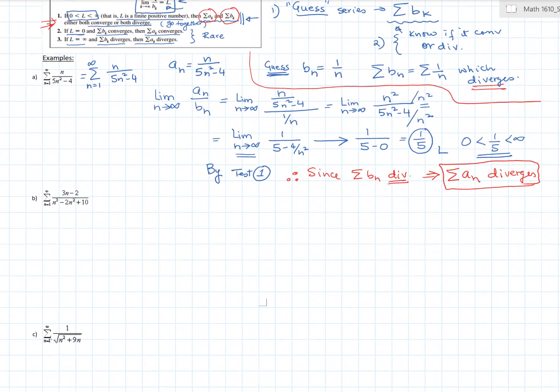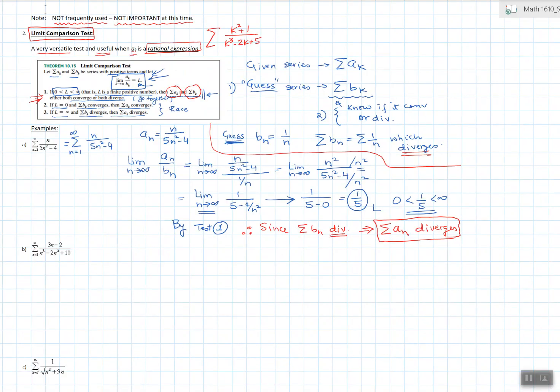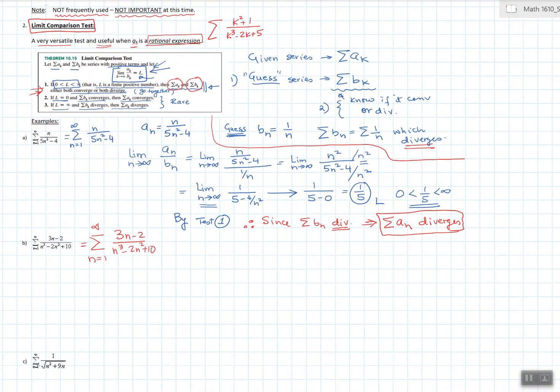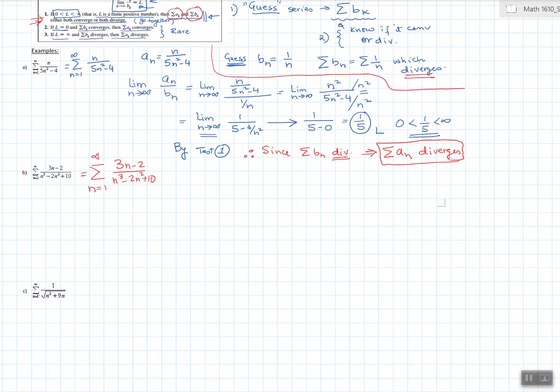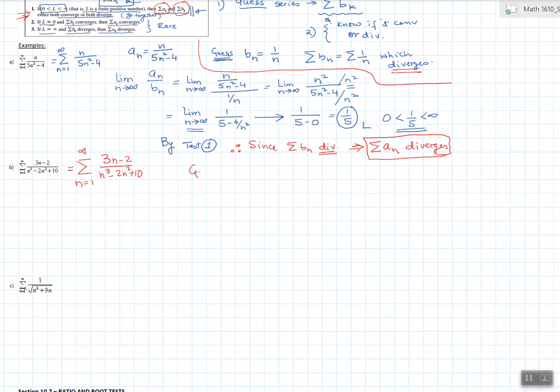Okay, let's try another example. So now I have the series n going from 1 to infinity of (3n minus 2) over (n cubed minus 2n squared plus 10). So first my guess. So this time I'm going to guess b_n to be 1 over n squared.